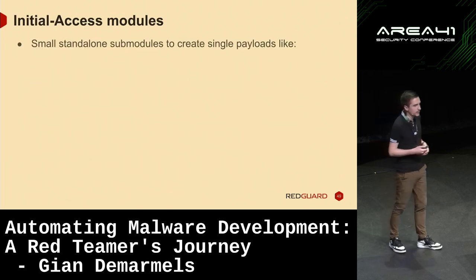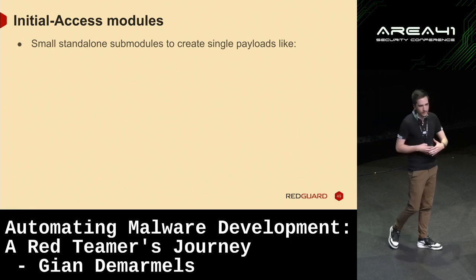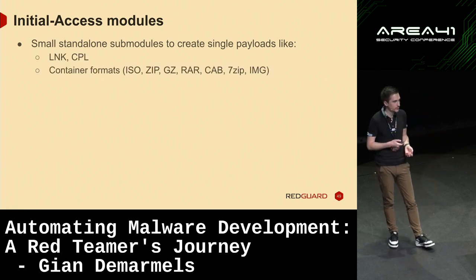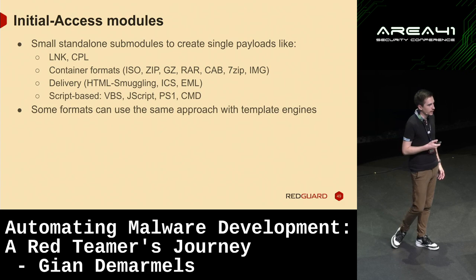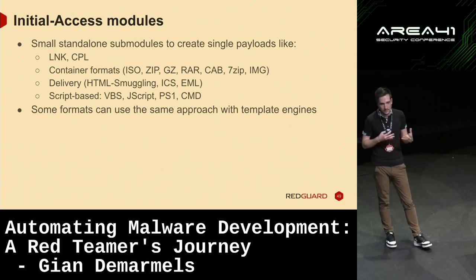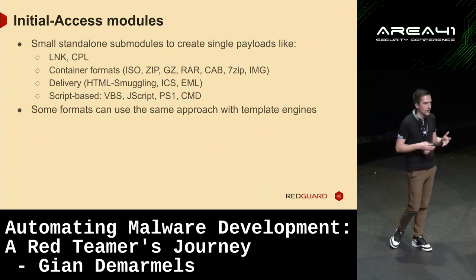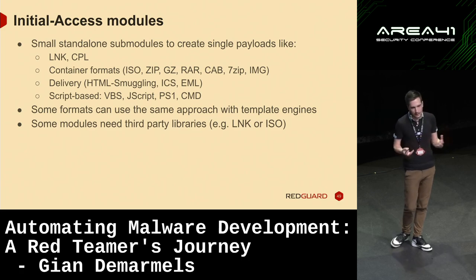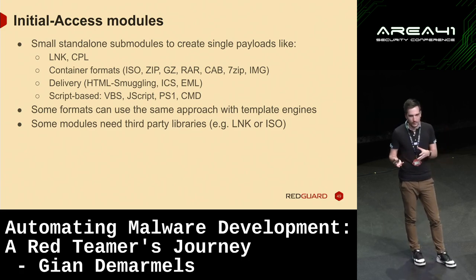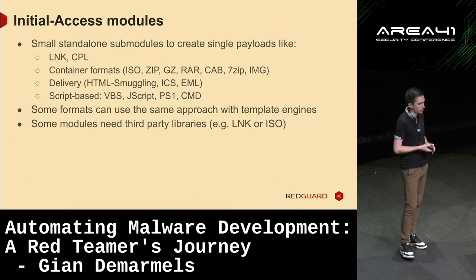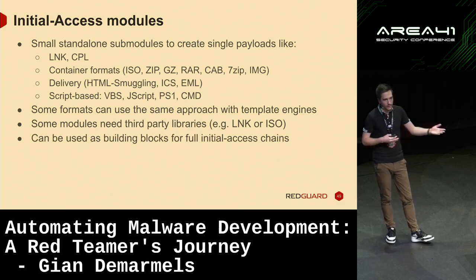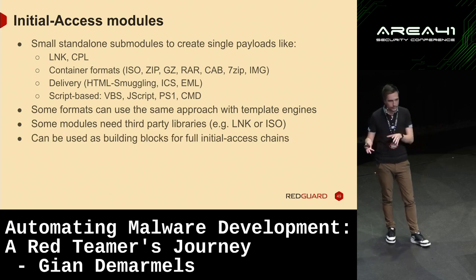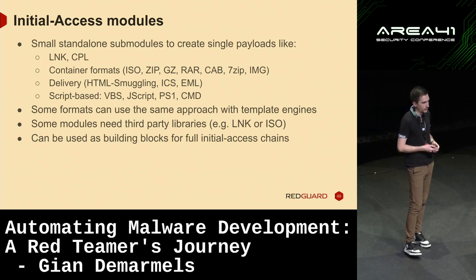Okay, pretty much the same for initial access modules. These are standalone submodules to create the corresponding stuff that you want to output. Here, some of the examples, it is important to mention that for some of them, you can use the same approach with template engines. However, there are also formats like link or ISO files, where I chose the approach to use third-party libraries to generate them. They can also be used then as a building block to create the full initial access chain in the next step.